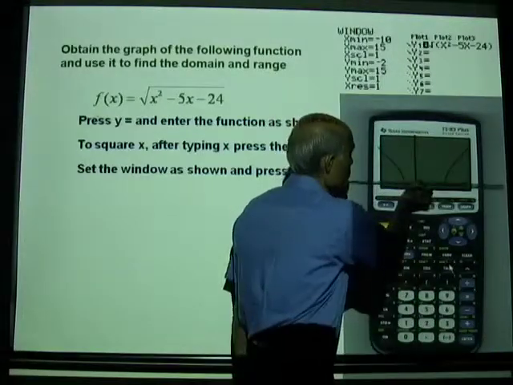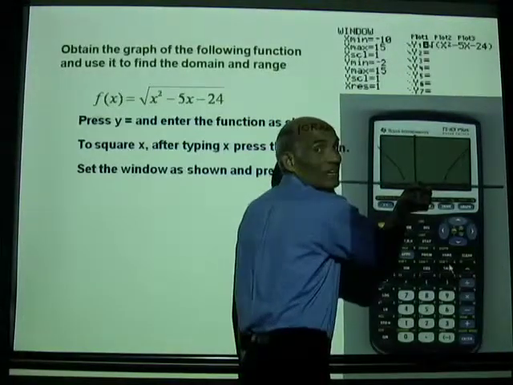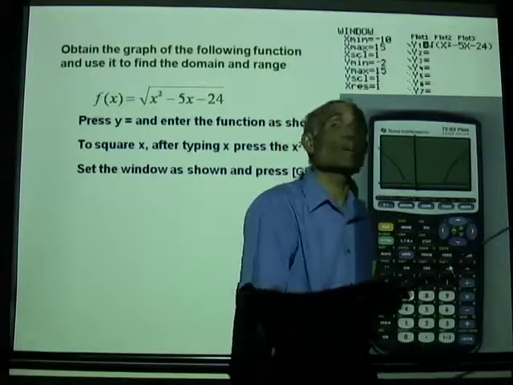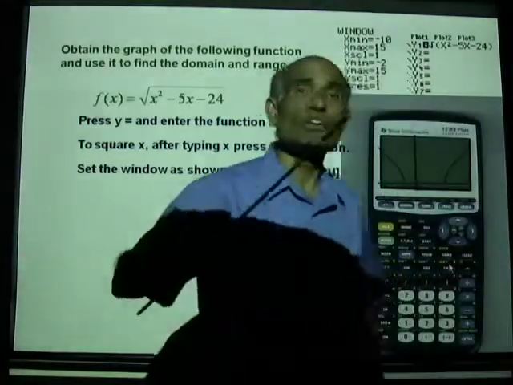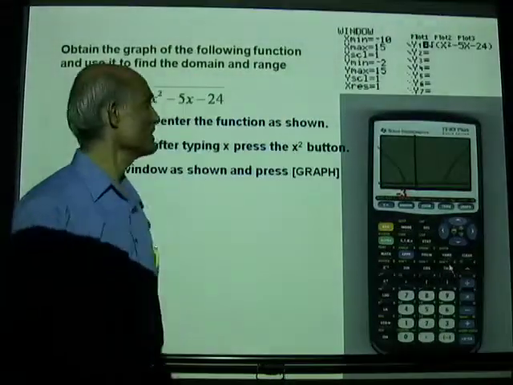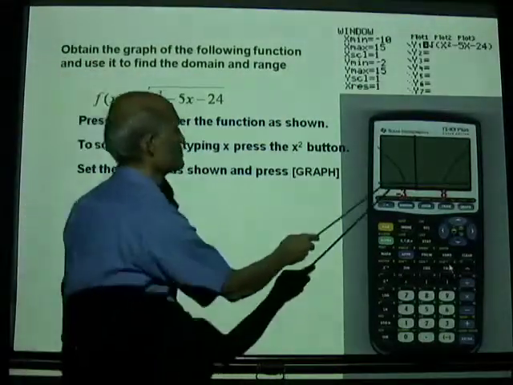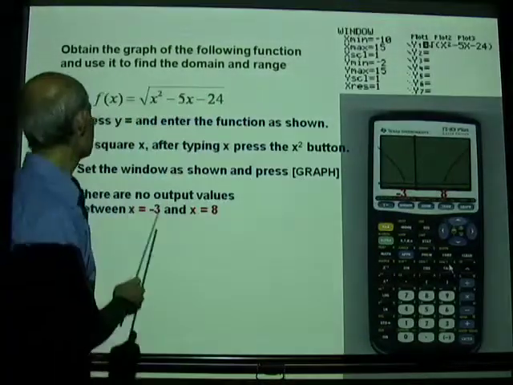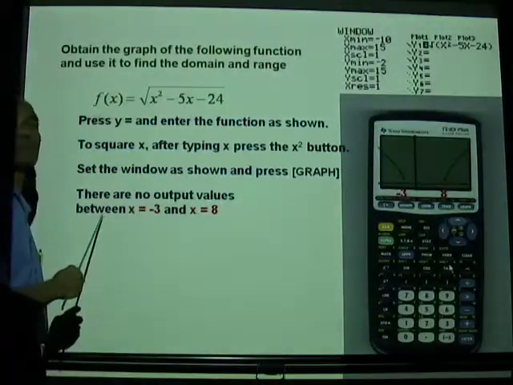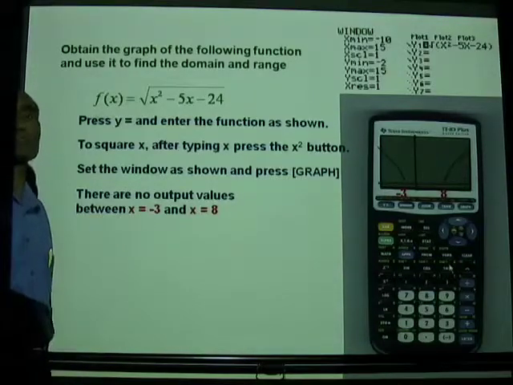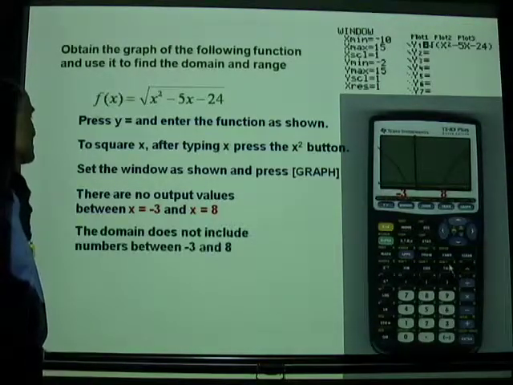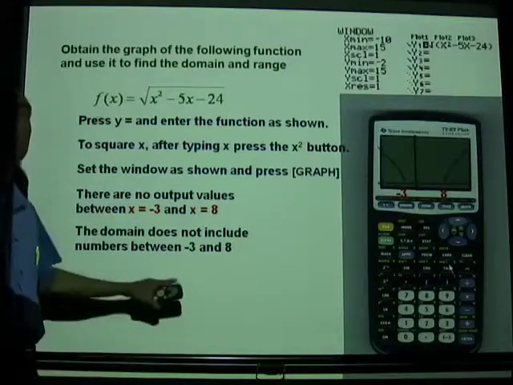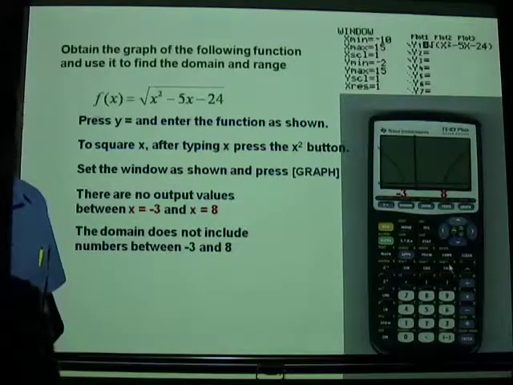And how about the range? The output exists only above the x-axis. That means the range contains only numbers from 0 to infinity. That's right. So this is x equal to negative 3. That is x equal to 8. There are no output values between x equal to negative 3 and x equal to 8. That means the domain does not include the numbers between negative 3 and 8.